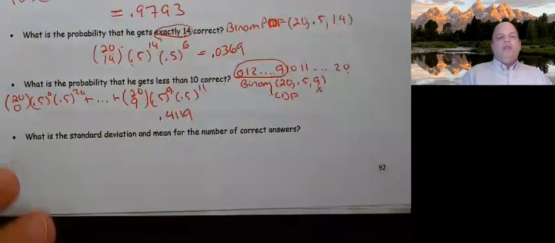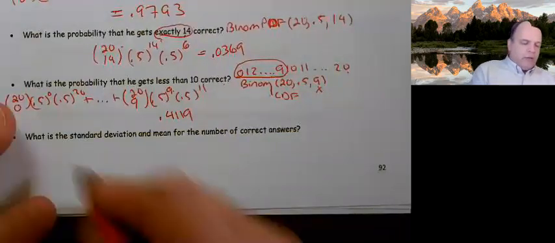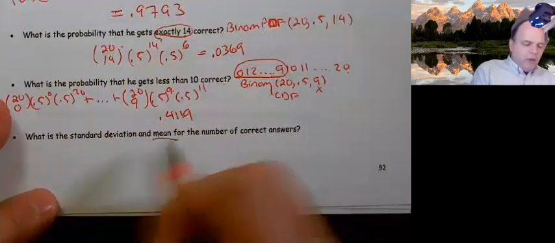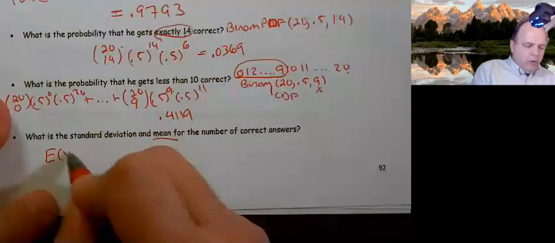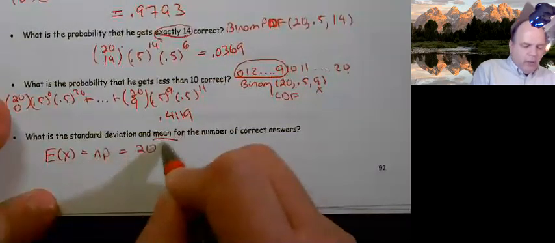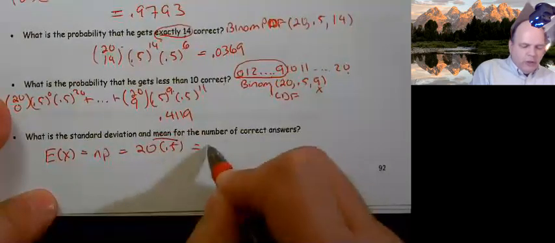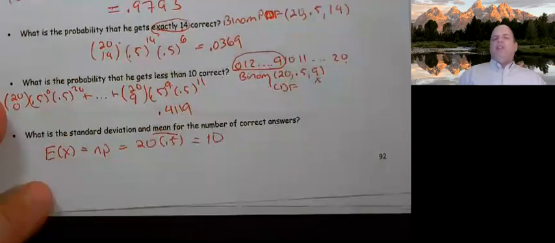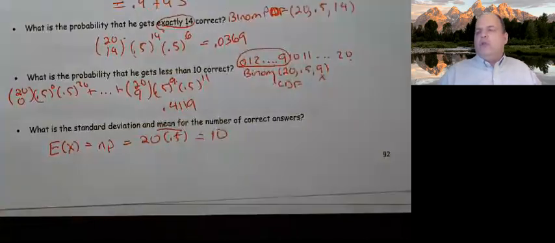What is the standard deviation and mean for the number of correct answers? Whenever they talk about the mean, they're talking about the expected value, which is NP, which in this case is 20 times 0.5 equals 10. That makes sense. If you're guessing and you only have 2 choices and you're guessing 20 times, you'd expect to get it right 10 times. Or if you were flipping a coin 20 times, you expect to get 10 heads.